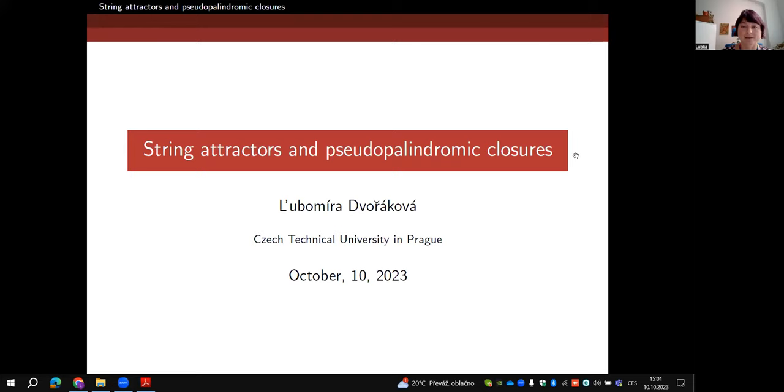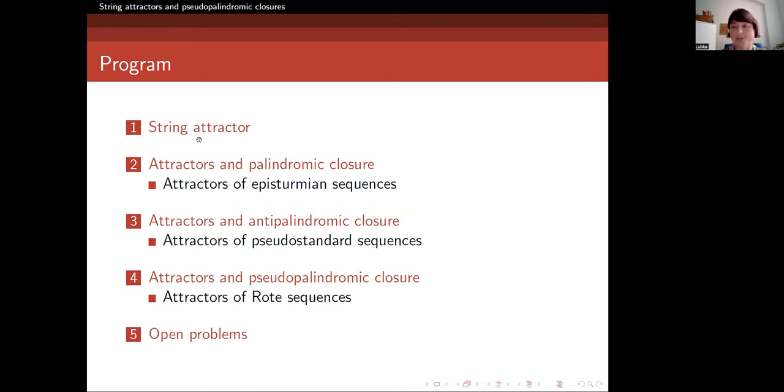First of all, I will recall the definition of a string attractor, and I will also recall known results, which belong to the field of combinatorics on words, because otherwise string attractors come from the field of data compression, but I will not touch this domain. Then I will speak about attractors and palindromic closures, in particular devoted to episturmian sequences. Then about attractors and antipalindromic closure, which will cover the so-called pseudo-standard sequences.